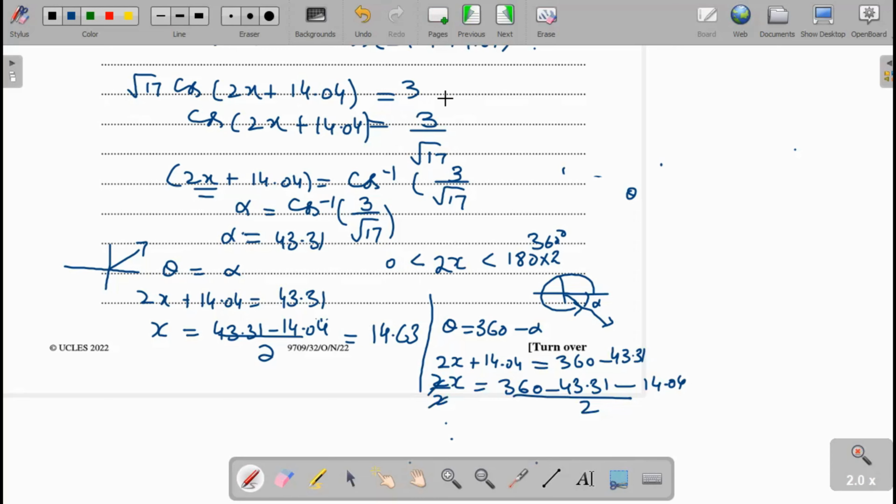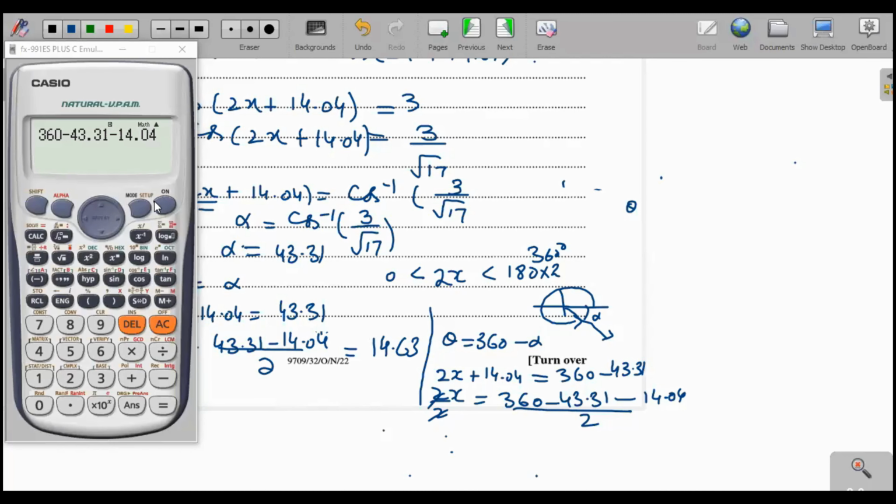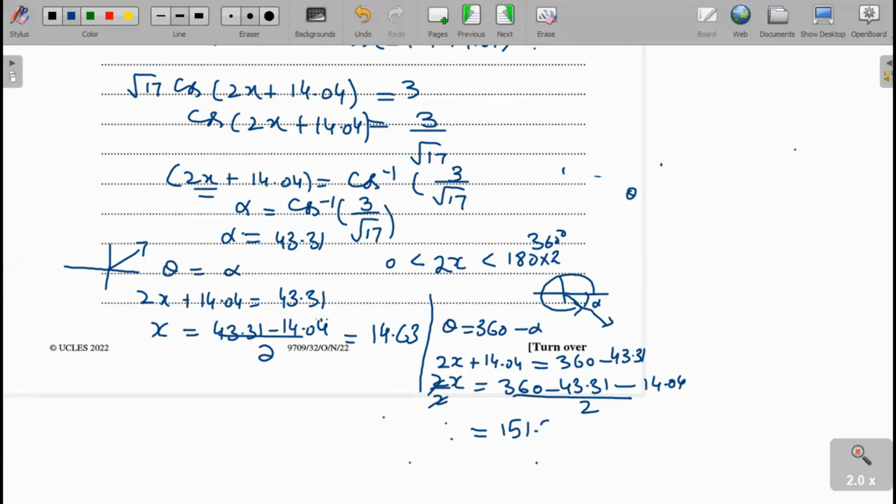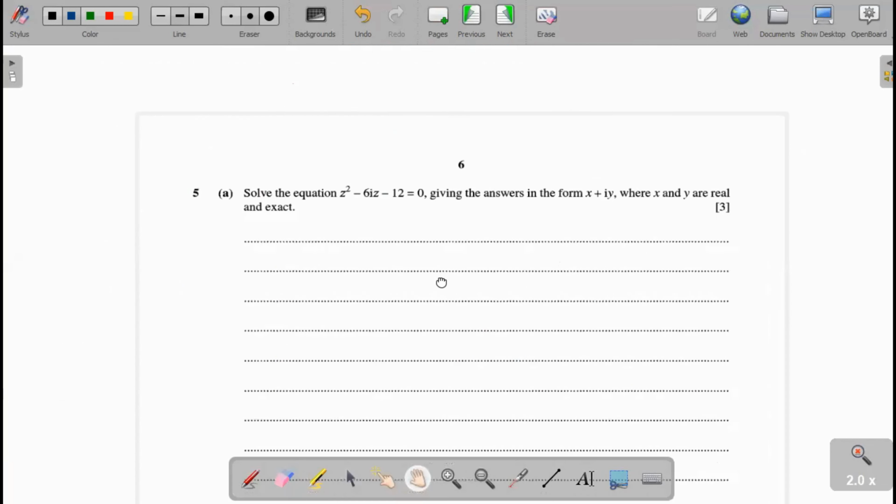Now we calculate it. 360 minus 43.31 minus 14.04, and that is equal to 302 divided by 2. The answer will be equal to 151.3, and this is the second angle, and this is the answer.